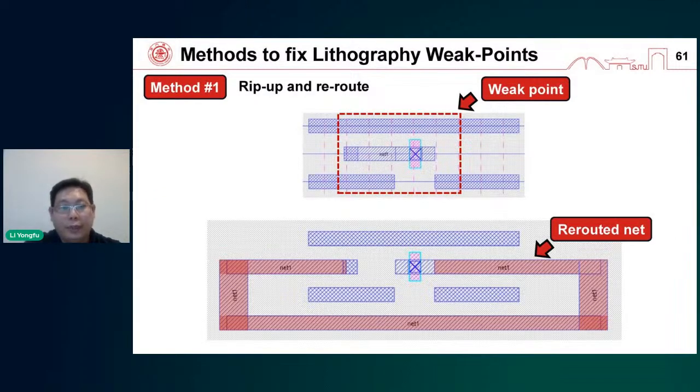First of all, lithography patterns are generated. The easiest way is a very brute force method of rip and reroute. But you can see here that rip and reroute will take extra space in terms of your routing space. So there is a very interesting question of how we can remove the pattern and replace it with a new pattern.